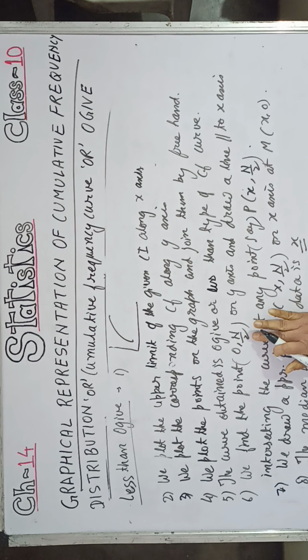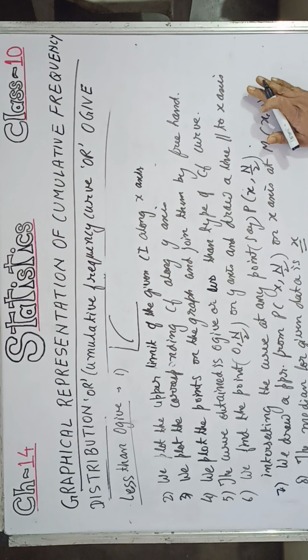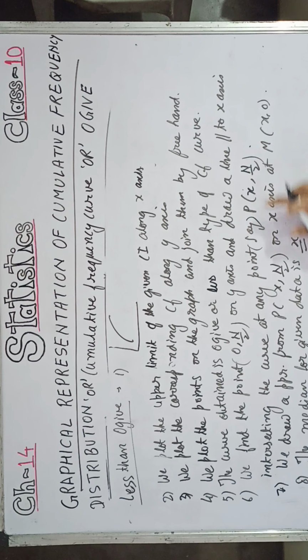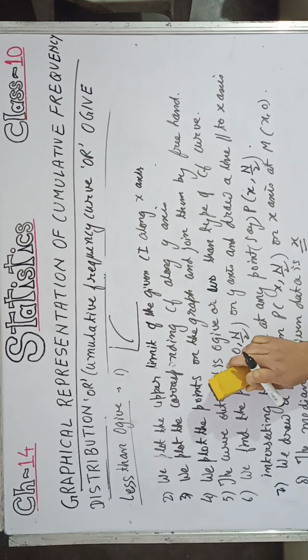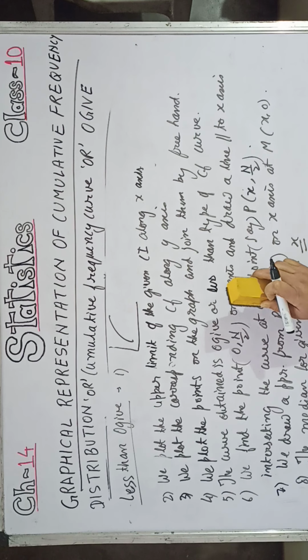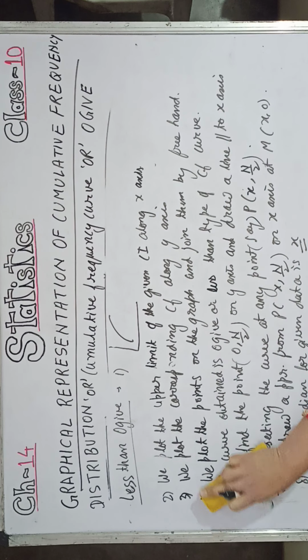We find the point (0, n/2) on the y-axis and draw a line parallel to the x-axis intersecting the curve at the point, say P(x, n/2). We draw a perpendicular from P(x, n/2) on the x-axis at M(x, 0). The median for the given data is x. The same points of observation apply to the others, except that instead of the lower limit we take the upper limit of the given class intervals along the x-axis.